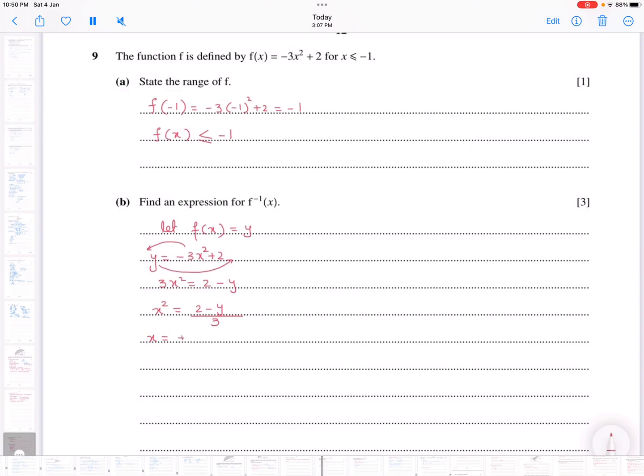Now remove the x squared, so take the square root on both sides. So x equals plus minus the square root of (2 minus y) over 3. You have already made x the subject, so you can now write f inverse of x equals plus minus, replacing y with x, the square root of (2 minus x) over 3. So this is the inverse.